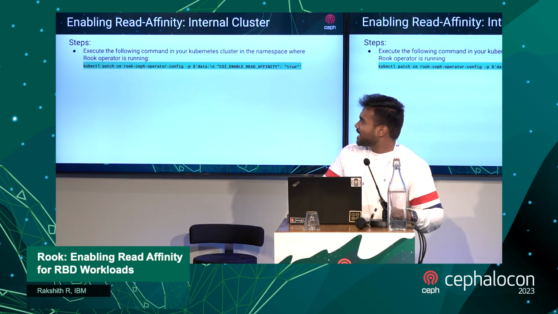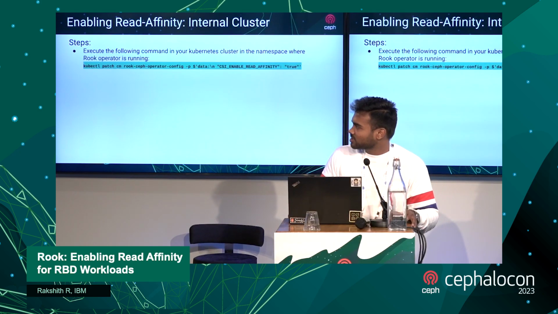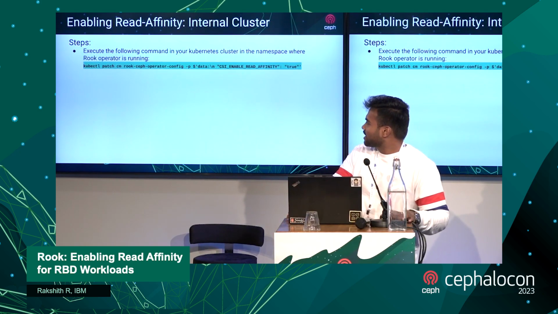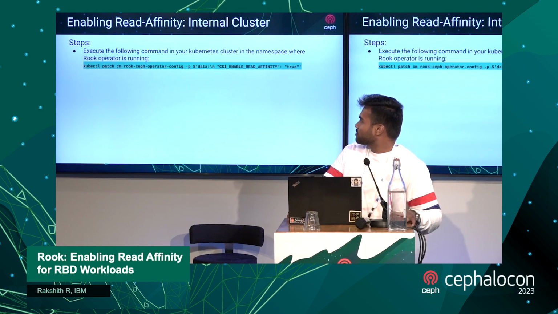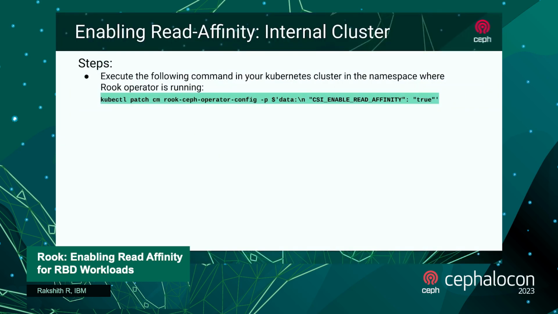So how do we enable it? For Rook deployed internal clusters, it is just one step. You just set CSI enable read affinity to true in the config map and you're done. So you will get read affinity for any newly mounted RBD pods. If you have workloads already running RBD pods, you just have to restart them after this config map comes into effect.